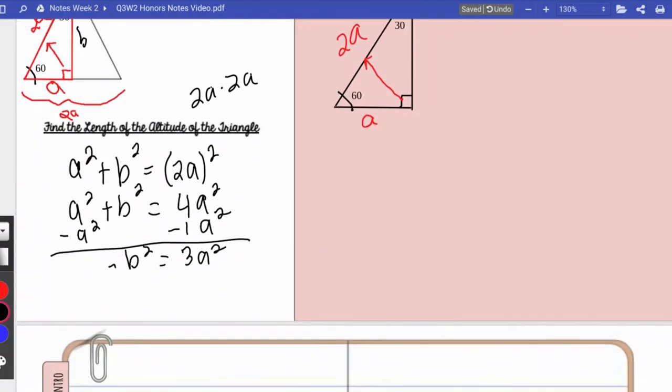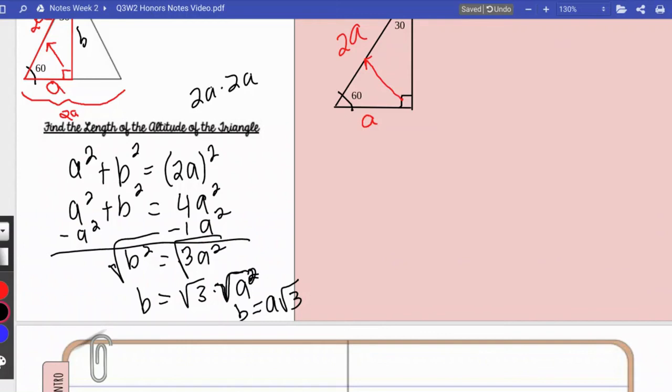And then I'm going to take the square root of both sides. So I'm going to get B equals, that's the square root of 3 times the square root of A squared. And just like the problem before this, the square root of A squared, the square root sign and the square sign cancel. So we're left with A square roots of 3.